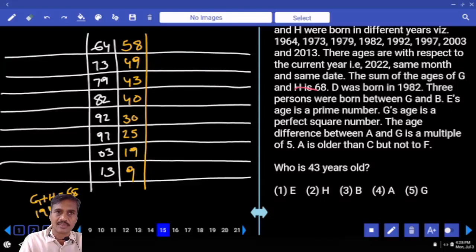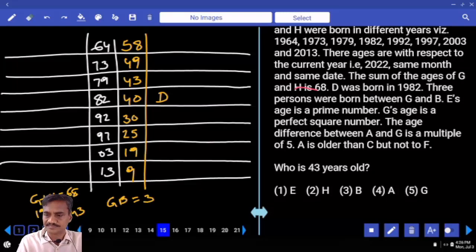And next one, what is the other case we have? 25, and 25 plus how much? 43. Now 25, 43, there is another possibility. And there are two different possibilities for G and H. And D was born in the year 1982, and three persons born between G and D. Now in between G and D, there must be exactly three persons.